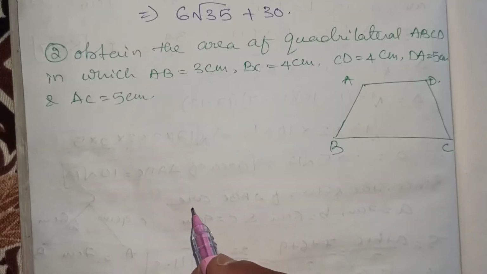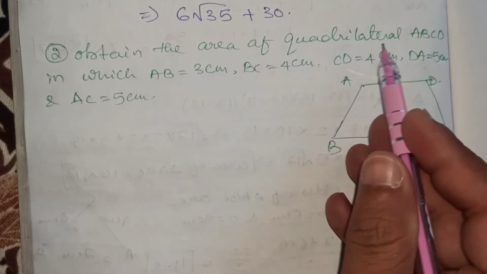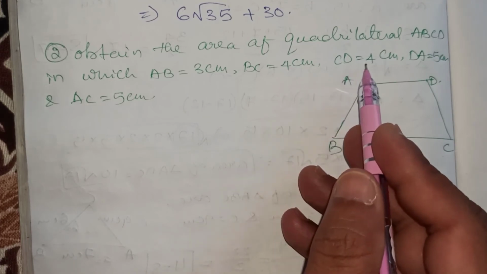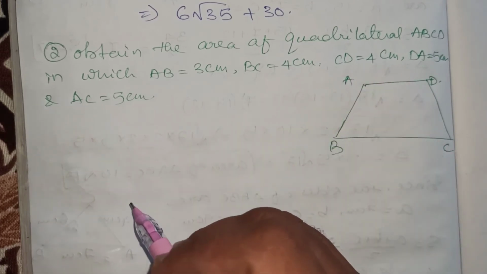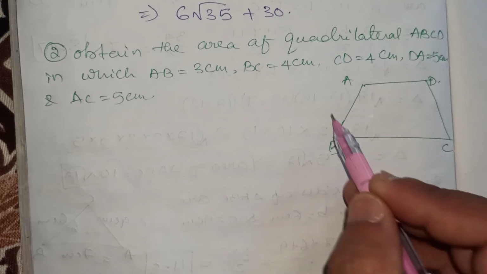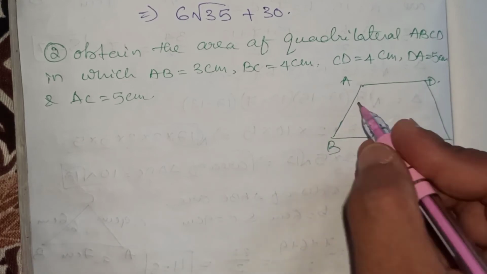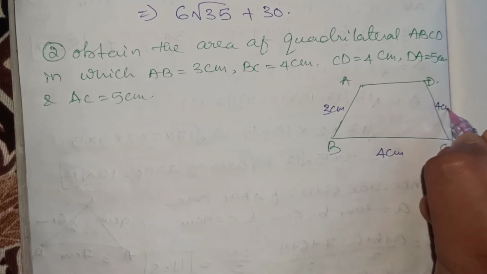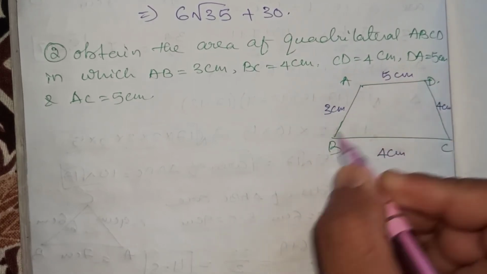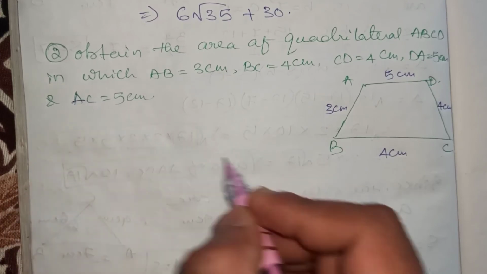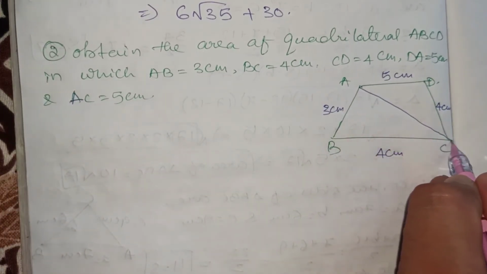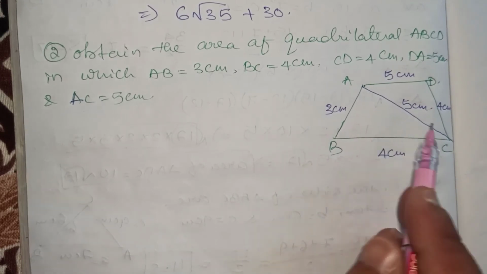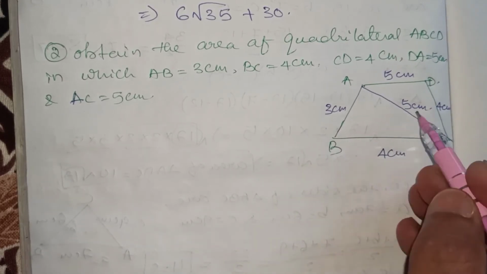Now question number 2. In question number 2 it is given, obtain the area of quadrilateral ABCD in which AB equals 3 cm, BC equals 4 cm, CD 4, DA 5 and AC 5. So this is a quadrilateral ABCD. The sides are given 3 cm, 4 cm, 4 centimeter, 5 centimeter, and one of its diagonals is given, AC. So we will join AC. This is 5 centimeter. So it is very easy to find the area of a quadrilateral by separating the triangles.